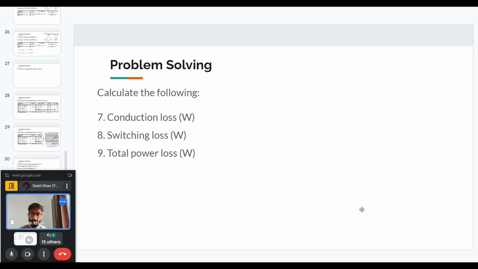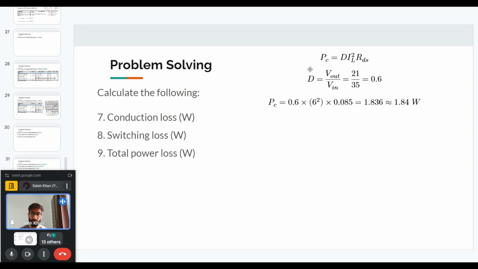So now we have to calculate the power loss of the device for these conditions. As we saw, the conduction loss we can find just by the RMS current squared times RDS(on), and the RMS current, as we saw, was root of D times IL. We can take the average current, and the square of that was basically D times IL squared, times RDS(on).